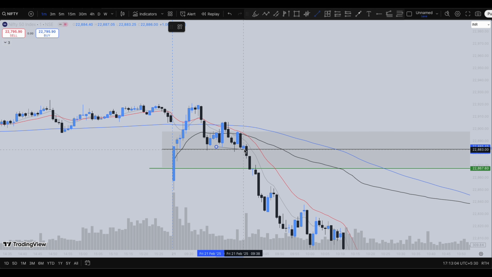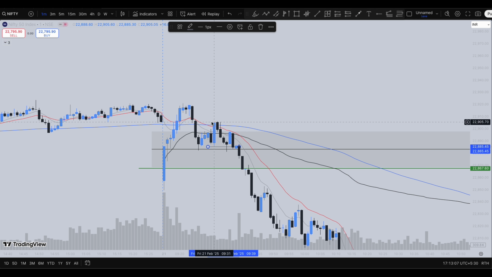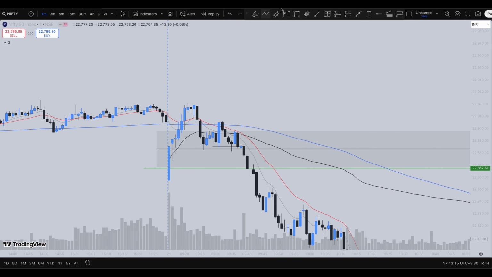As you can see, you should always try to plot the low and high of that candle. You can see the price couldn't even cross this 200 moving average. After that, the market faced rejection here and continued further towards the downside.